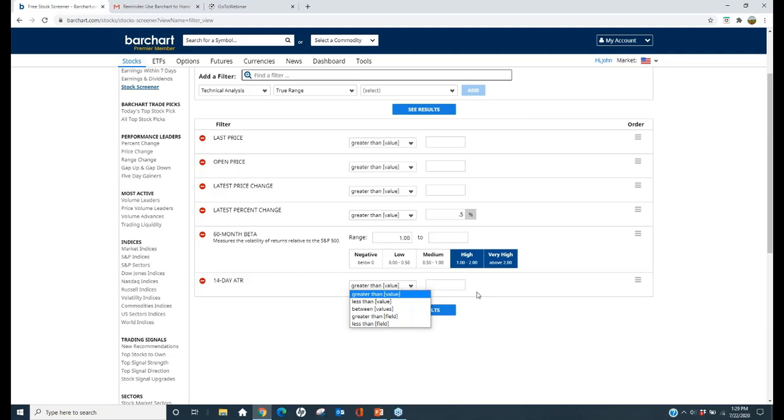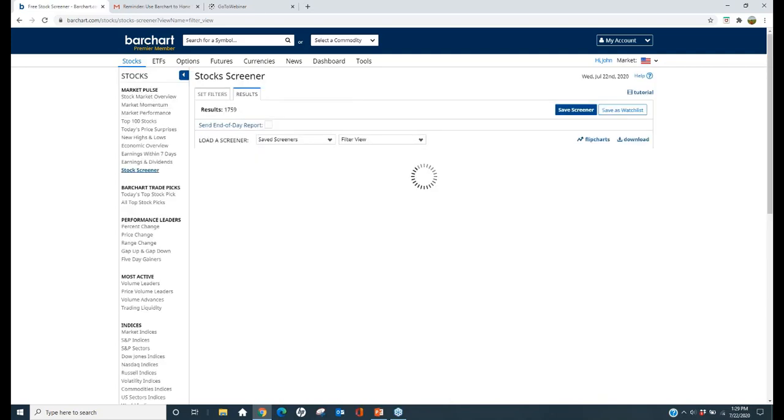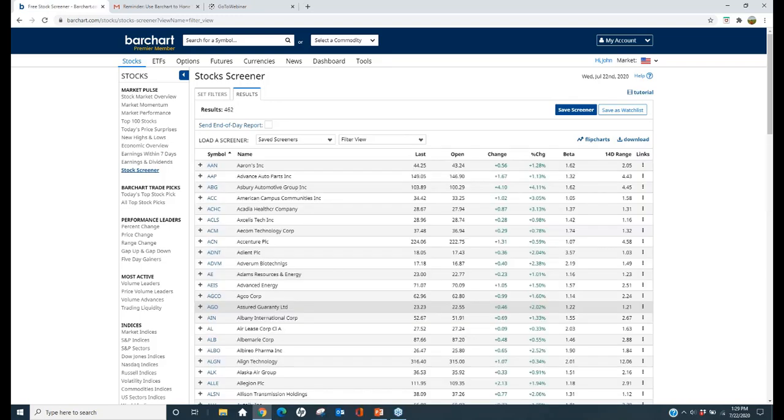So I'm going to look for ATR of a value of 1. I'm just going to make this simple here. And again, let's look at our results. Now we've added a beta of greater than 1 and an ATR of greater than 1. And now we've knocked this down to about 462 stocks. Still a lot of stocks to look at, but now we've got 10% of what is left from what we originally started, that 4,800.